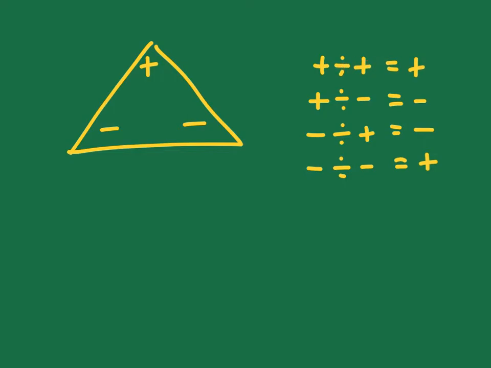Positive and positive, we know. But if I do positive and negative, all right, my result is going to be negative. But if I do a negative and a positive together, then my result is going to be negative. And if I do a negative divided by a negative, then my result is going to be positive. So use this triangle to help you understand how this is all going to work, okay? Now, let's look at a couple of examples.